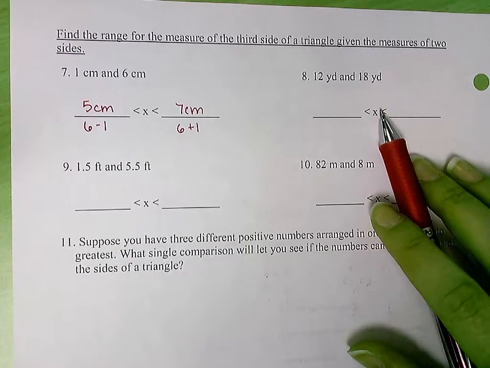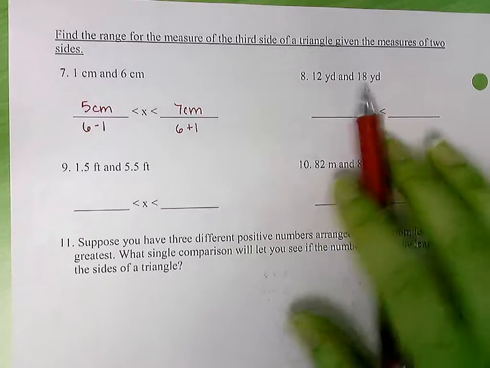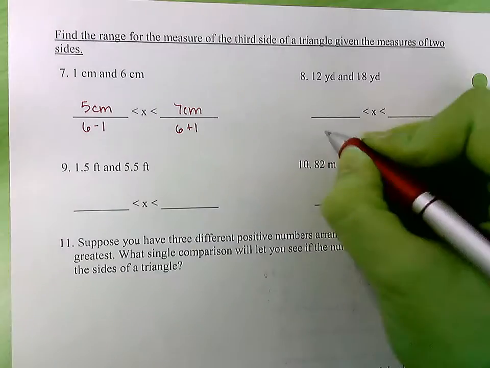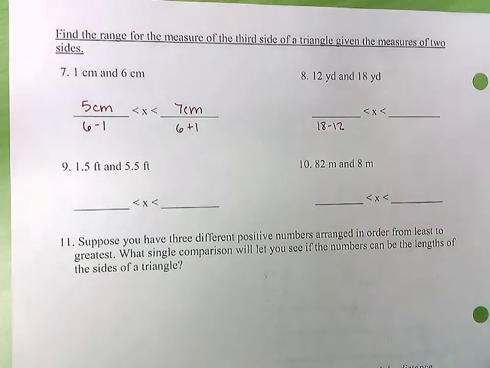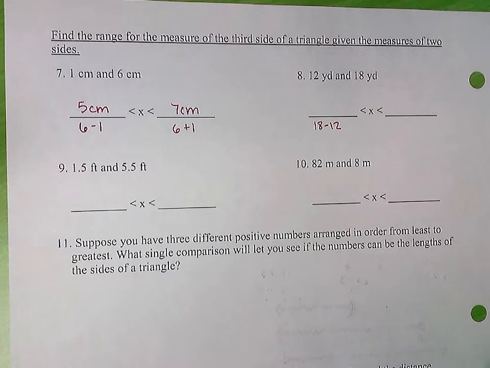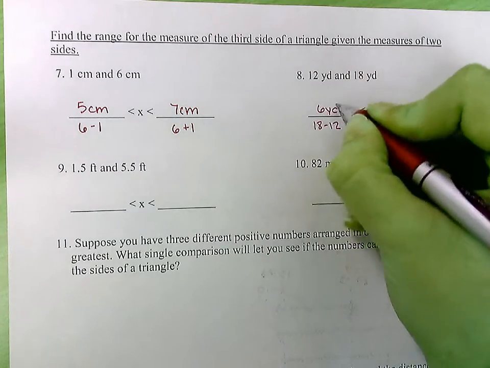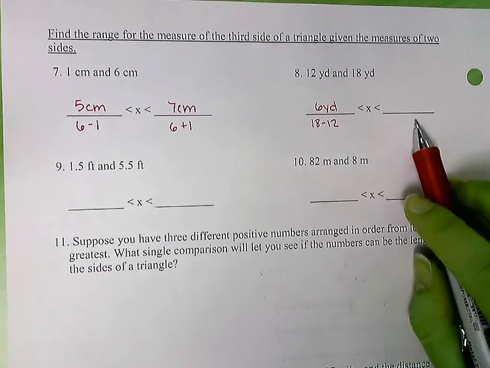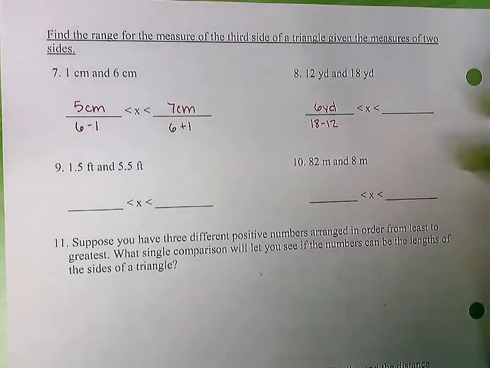Same thing for number 8. I'm going to take the two sides I know. To get my lower bound, I'm going to subtract. So 18 minus 12. Don't write negative. Should be 6. They shouldn't be negative. Okay, then I'm going to add to get my upper bound.